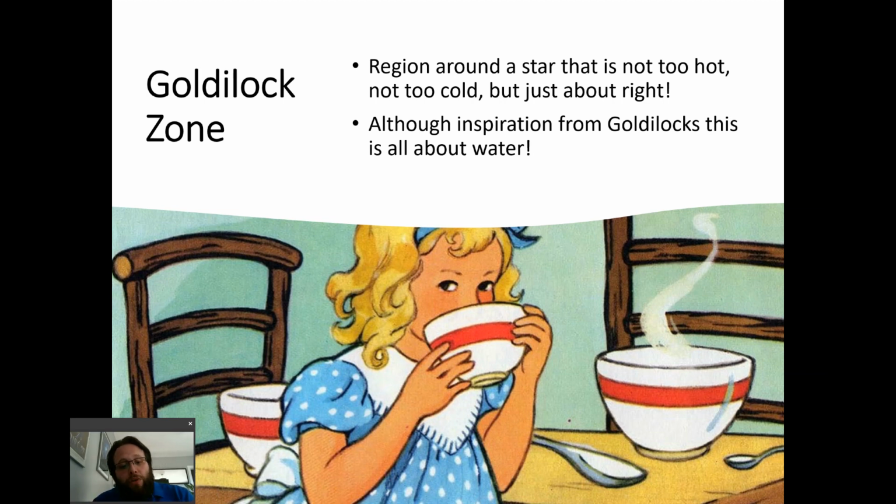If it's too close to the star, the water will boil away and become a gas. If it's too far away, the water will be frozen into ice. In a region just in between, the water should be in a liquid state. And that's the basis of our understanding of life. We believe that water is necessary for the existence of life, and as a result, that is what we're looking for when we're looking around for planets.